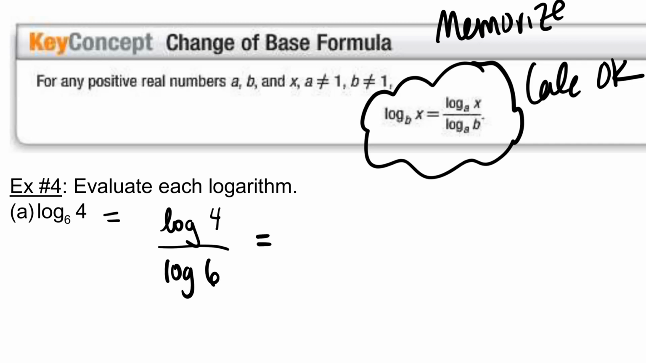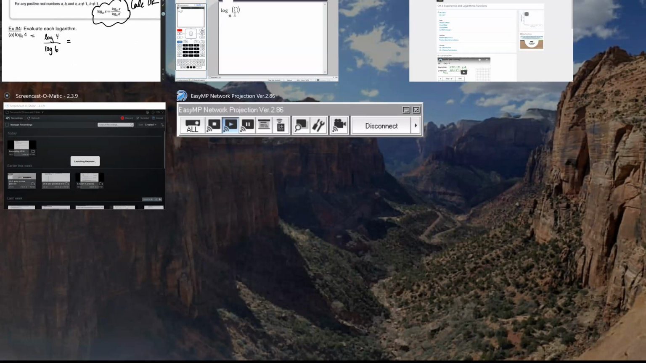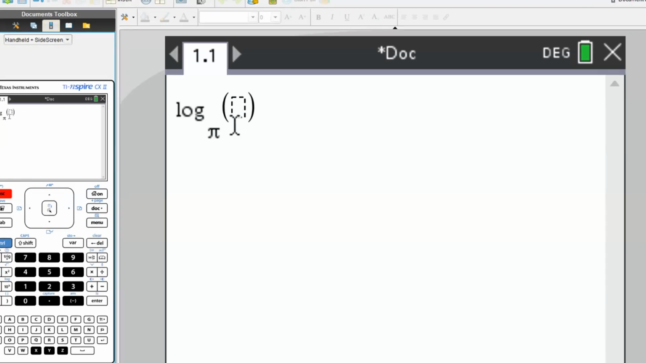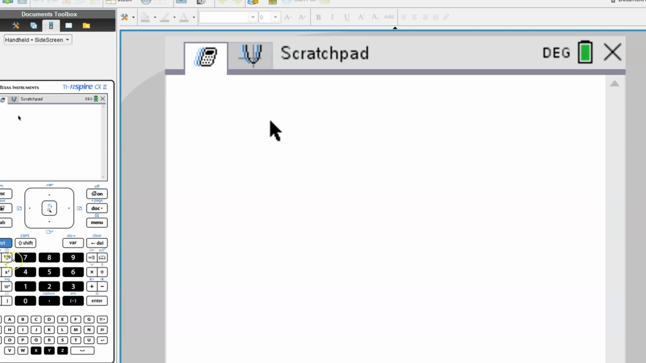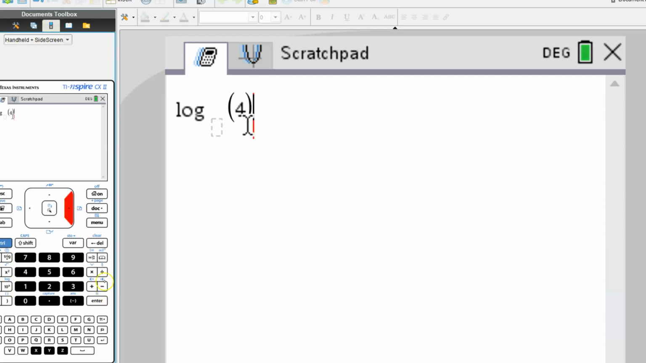Do you guys want to try this in your calculator? Sorry, I ask it like you have a choice. Get out your calculator and try it. Okay, so I have log of 4 divided by log of 6.